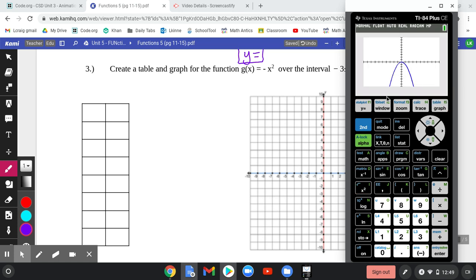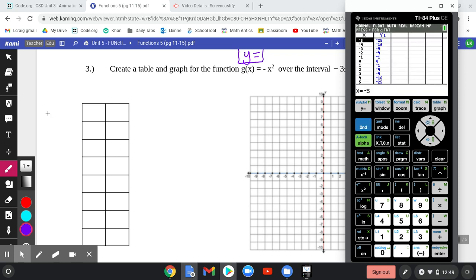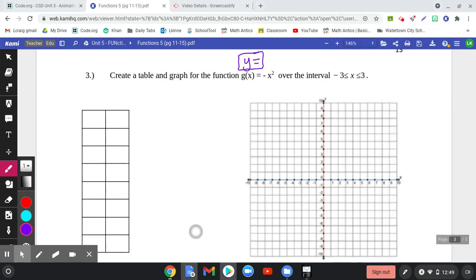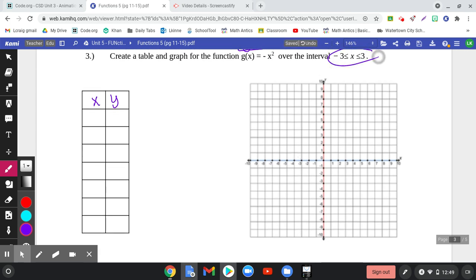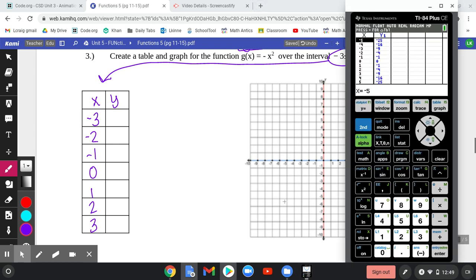All right, it's the U shape, but it's upside down because it's negative. So it's like frowning. Now we want to go to our table. I don't see any values here, but remember it's always x and y. And we're going to look at the interval it gave us for our x's. So it wants us to use -3 to 3. So -3, -2, -1, 0, 1, 2, 3. And go back to your calculator and copy down the y values for that.